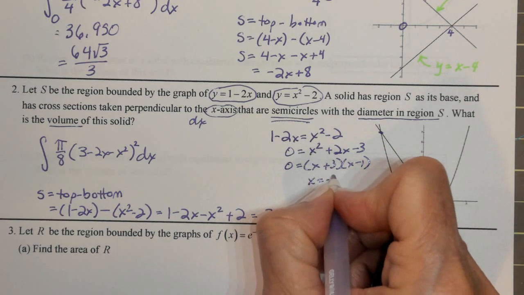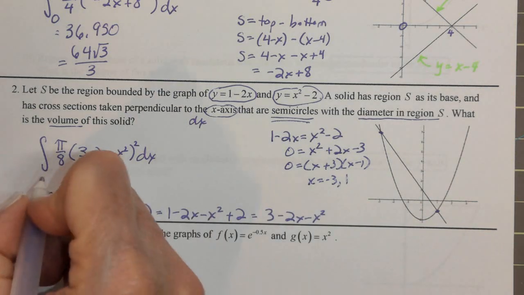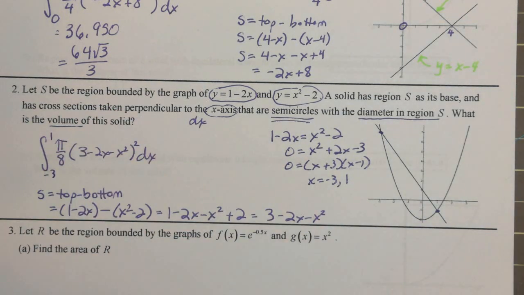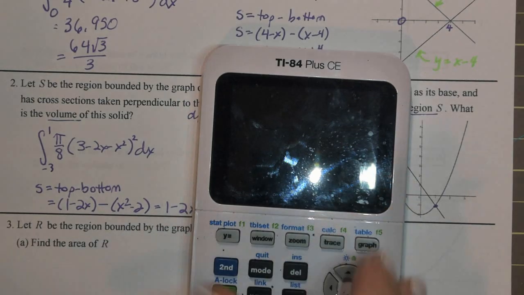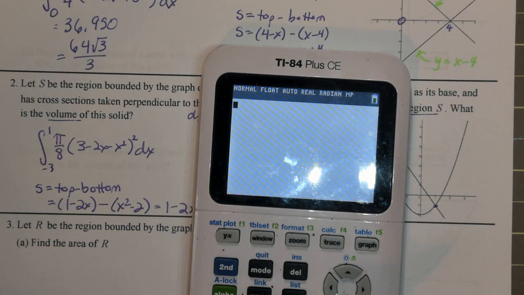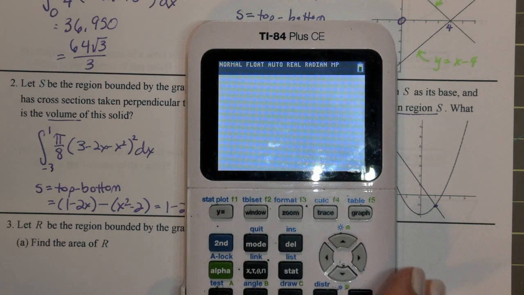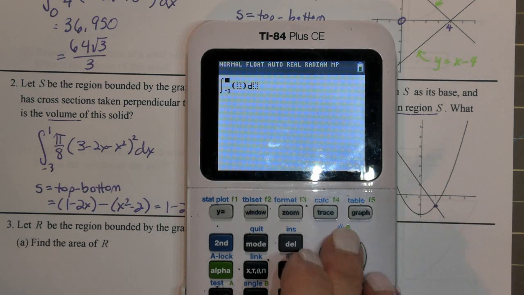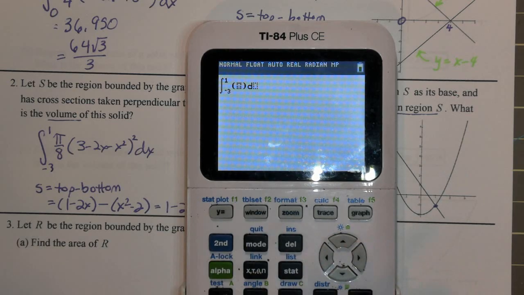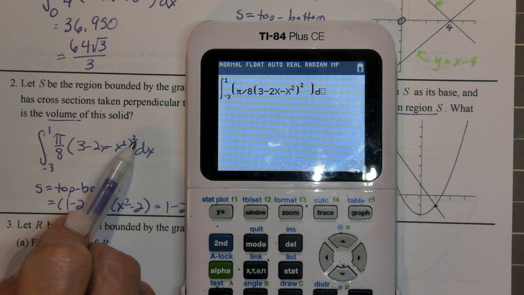Do a little factoring. X is negative 3 and 1. So negative 3 and 1. And then into our calculator we go. So math 9, negative 3 to 1, pi over 8, 3 minus 2x minus x squared, oops, squared. Don't forget to square your s.